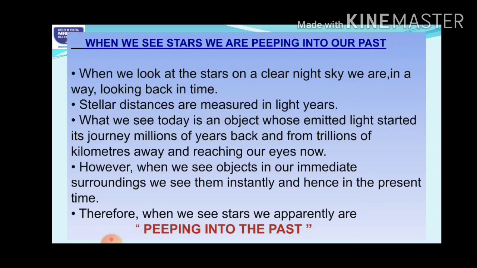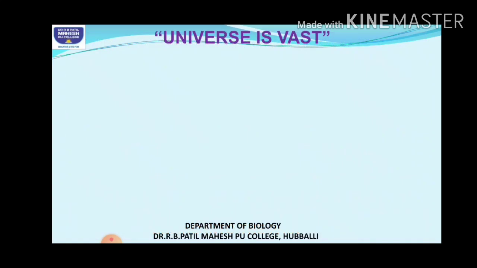I think this point is clear. So remember that stellar distances are measured in light years. And what is this light year actually? It is nothing but the stars have emitted radiations and those radiations have reached us today. Because it was emitted millions of years back, it took millions of years to reach us now. So that is why we are seeing them today. We don't know whether that star is present today or not. Is it clear? Okay.